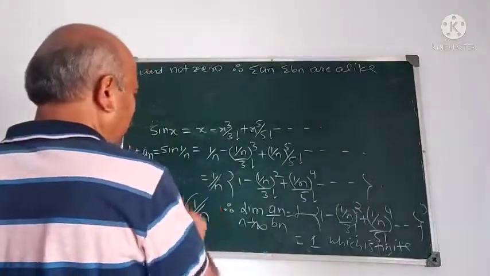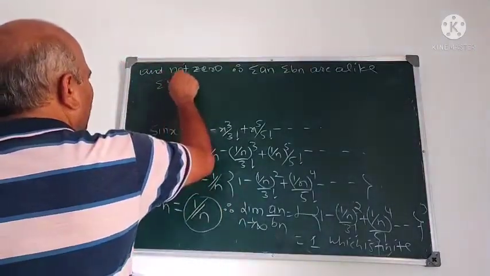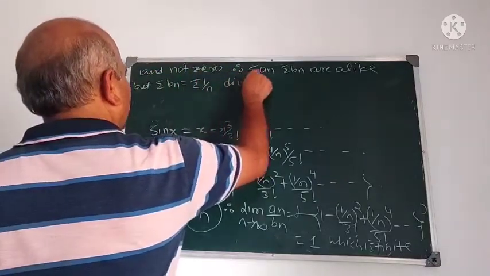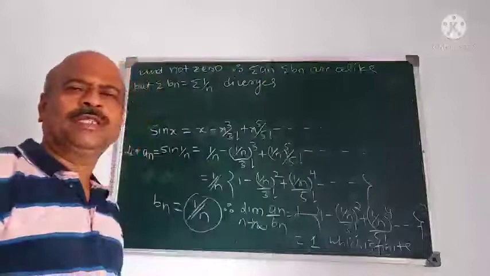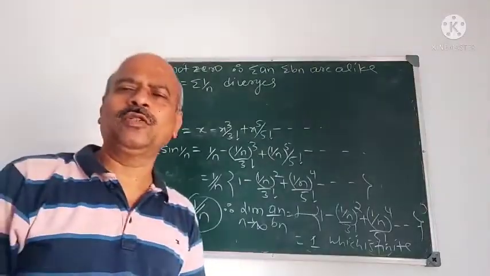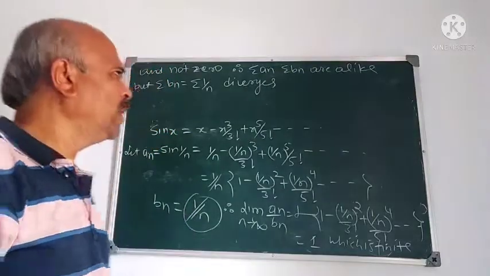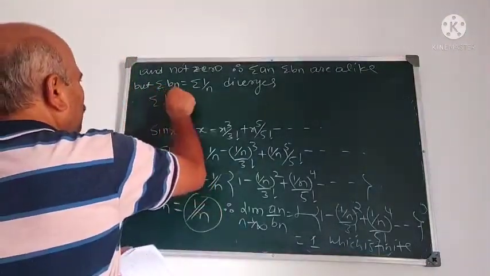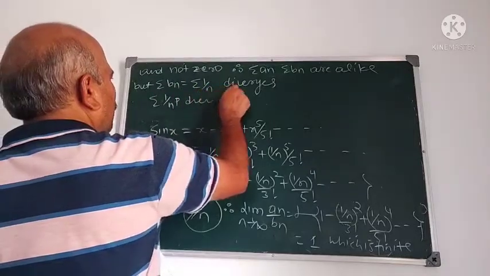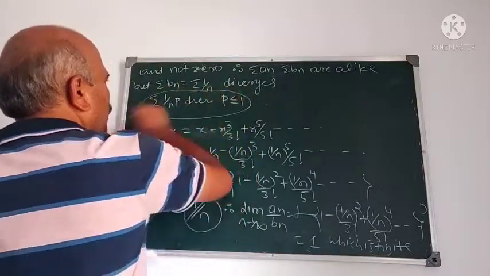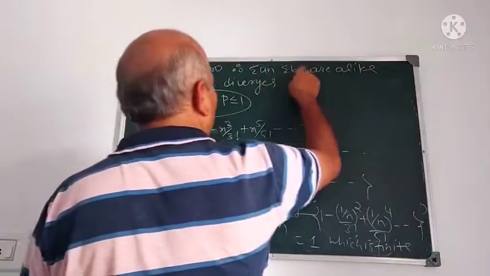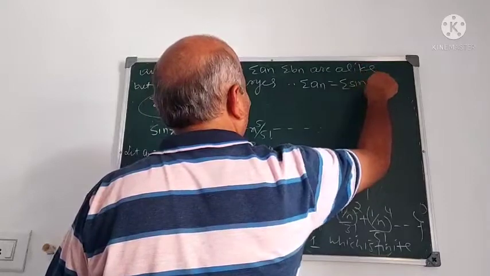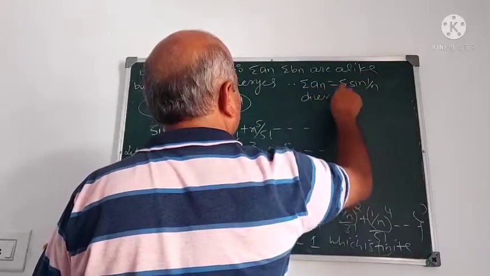But we know the behavior of sigma bn. Sigma bn is sigma 1 upon n, which diverges. Why does sigma 1 upon n diverge? Because it is sigma 1 upon n raised to p form and p is equal to 1, and sigma 1 upon n raised to p diverges if p is less than or equal to 1. P is 1 here, therefore it diverges. Therefore, the given series sigma sin 1 upon n diverges.